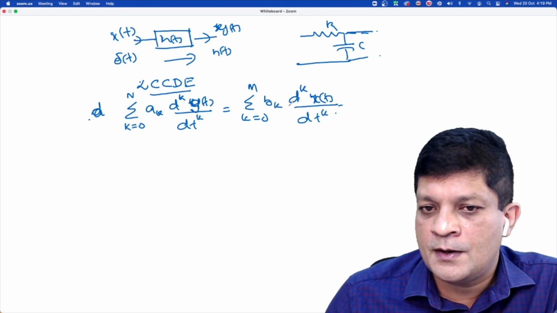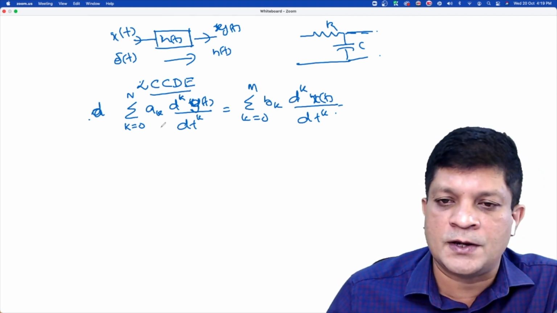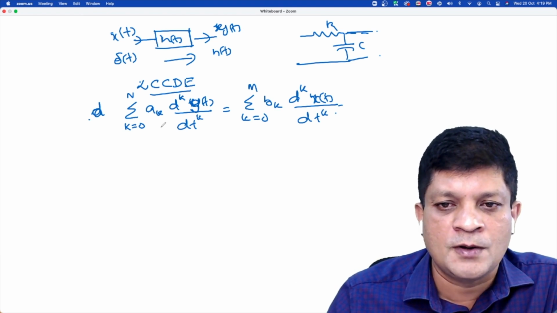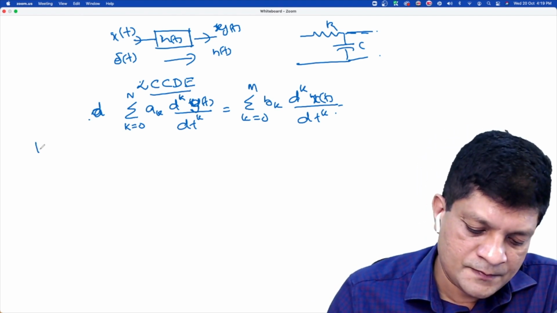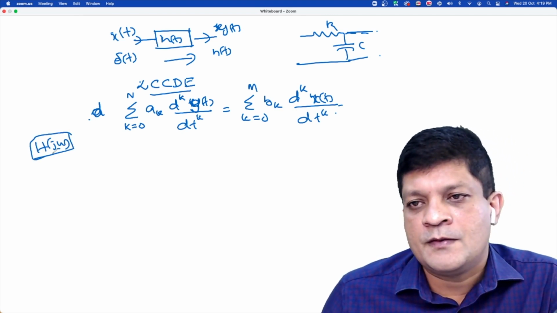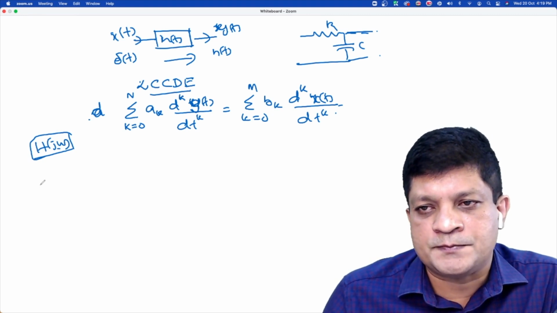So for systems governed by this linear constant coefficient differential equation, there is an easy way to find the impulse response. We can directly, without finding the impulse response and then taking the Fourier transform, find the frequency response of the system.